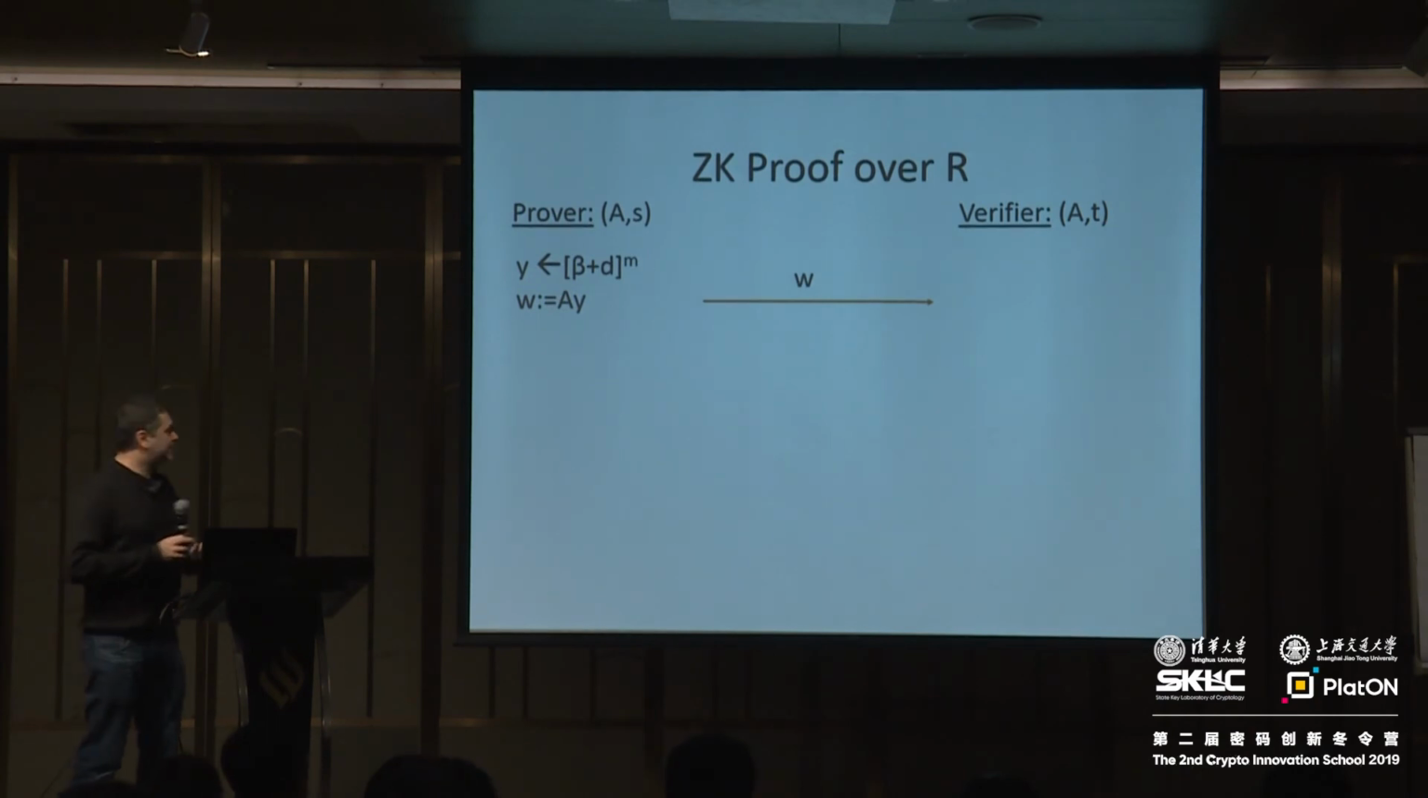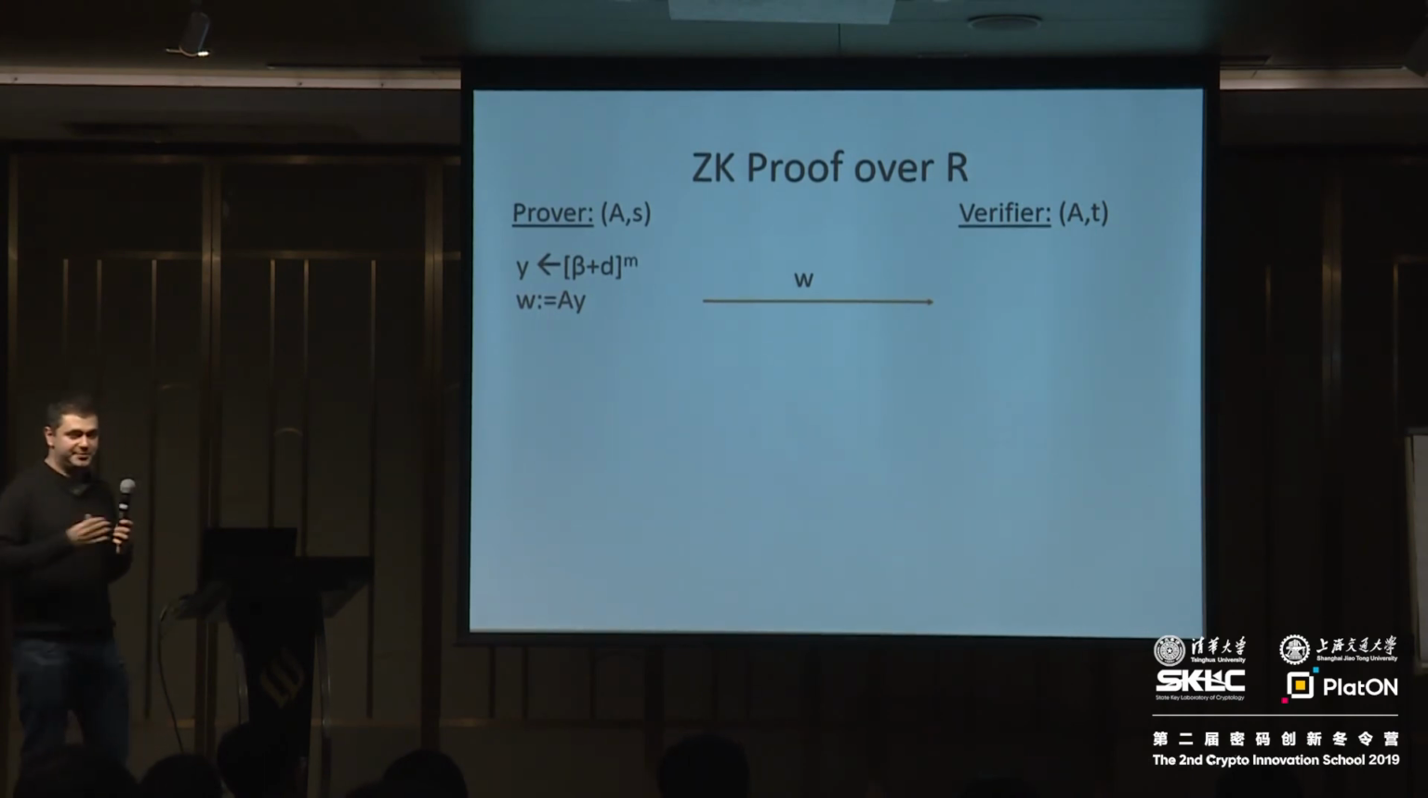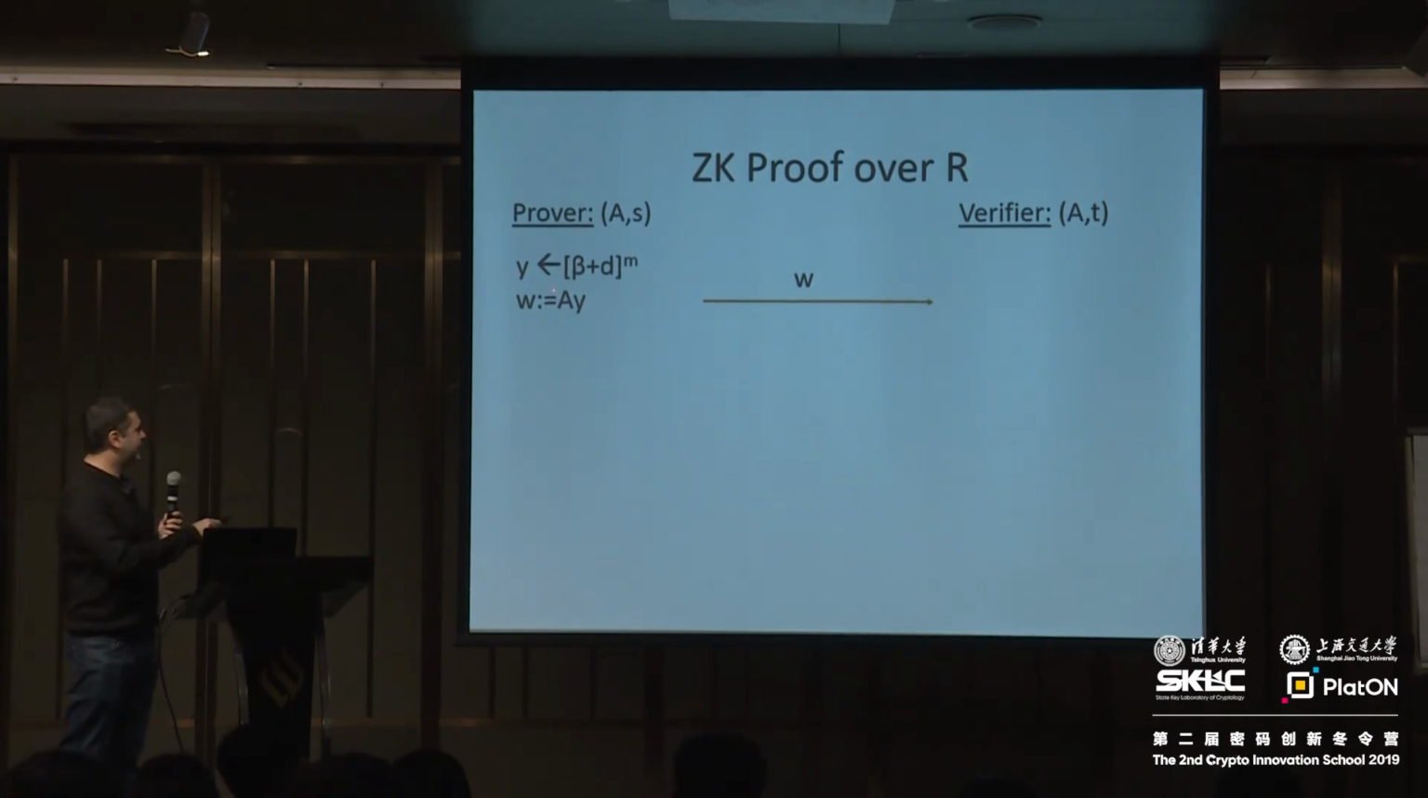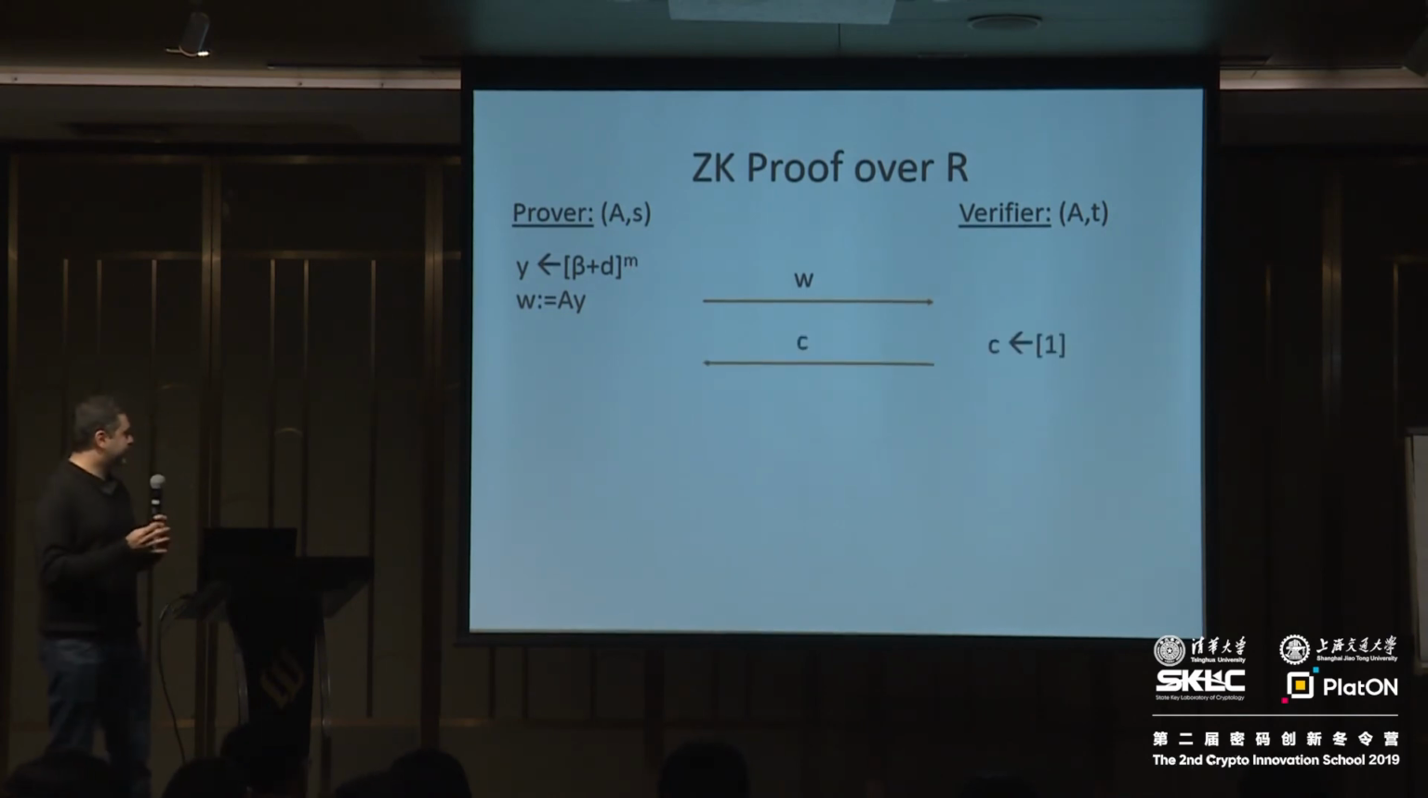Okay, so let's see. We take y. I'm not going to keep track of how big y has to be. We know how to compute these coefficients to make sure that the rejection sampling doesn't lead to a large rejection rate. So let's just call it beta, and you can compute it yourself. So you choose y from some small subset, like beta plus d to the m. The coefficients are not too big.